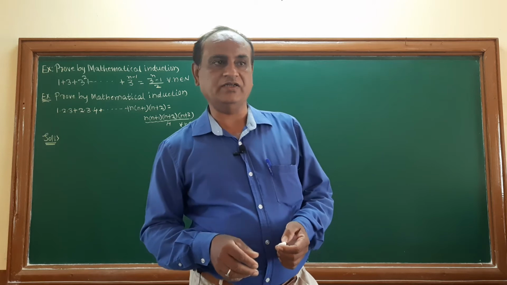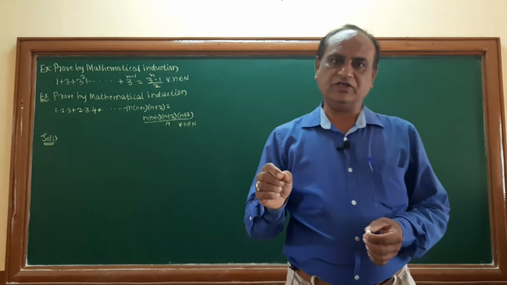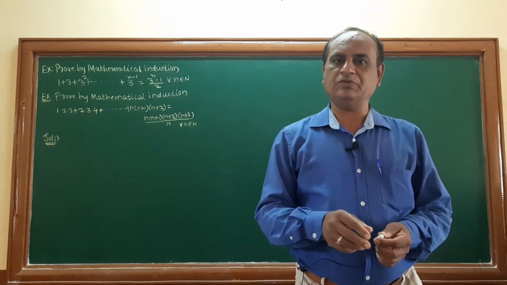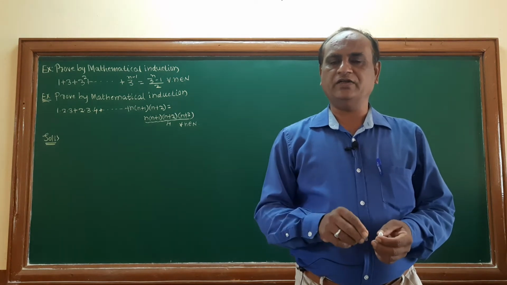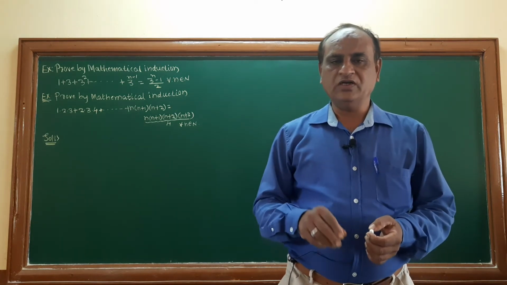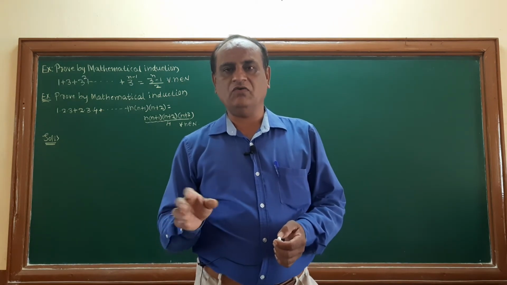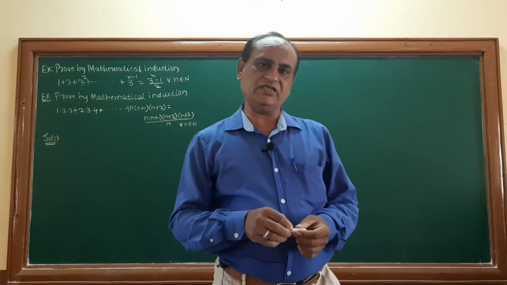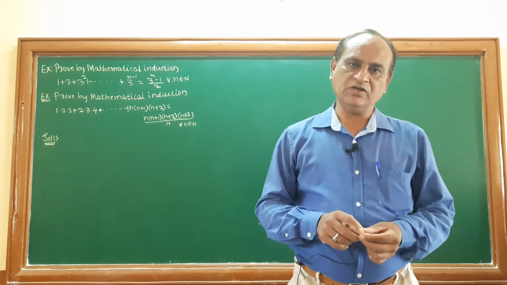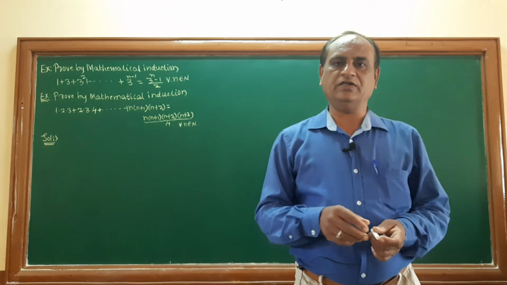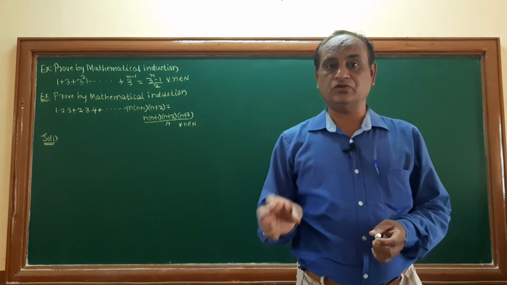First step, let Pn. Pn means the given things. Second step, to prove that P of 1 is true. Third step, assume that P of k is true for some k belonging to the set of integers n. In the last step, to prove that P of k plus 1 is true.